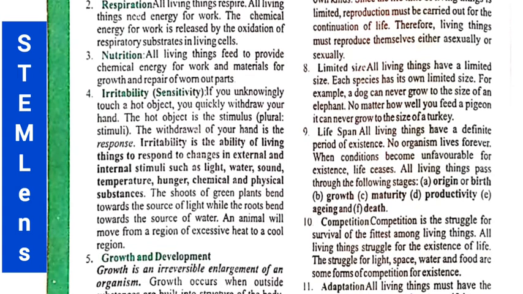Number 9, we have lifespan. All living things have a definite period of existence. No organism lives forever. When conditions become unfavorable for existence, life ceases. All living things pass through the following stages. A, we have origin or birth. B, we have growth. C, we have maturity. D, we have productivity. E, we have aging. And lastly, we have death. So it actually starts with birth and ends with death.